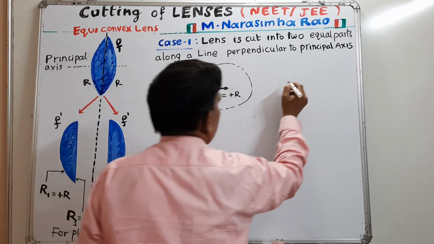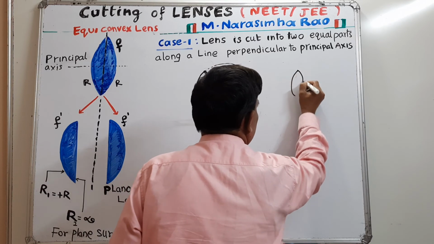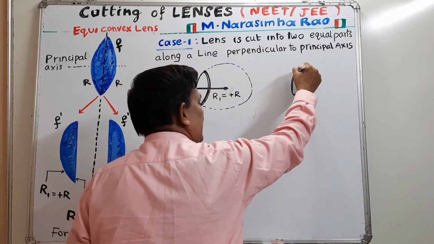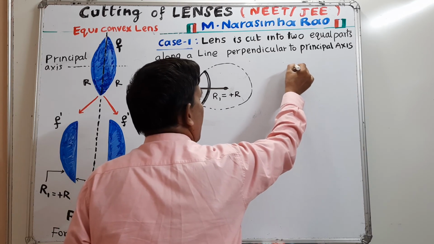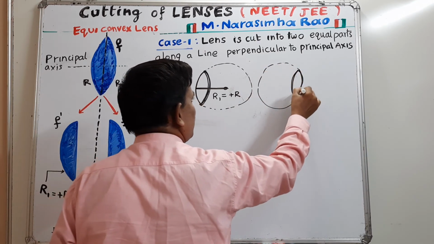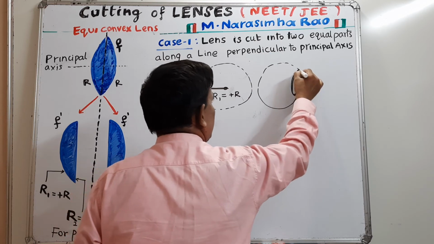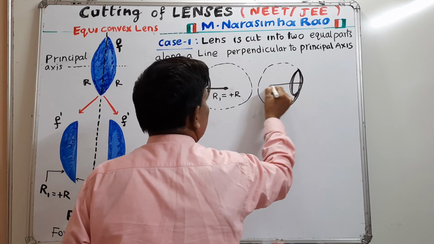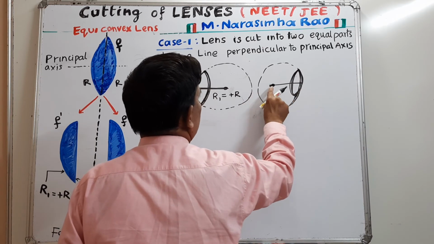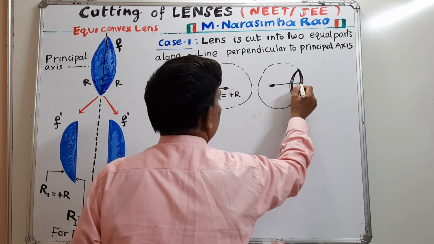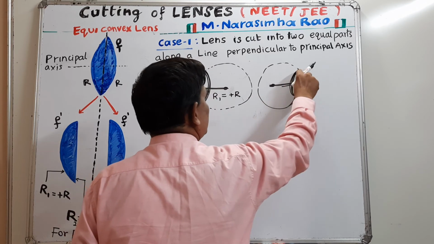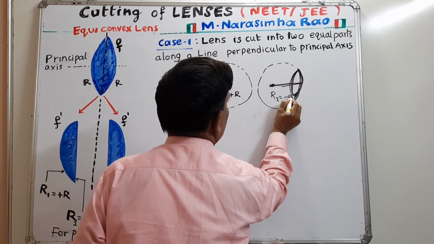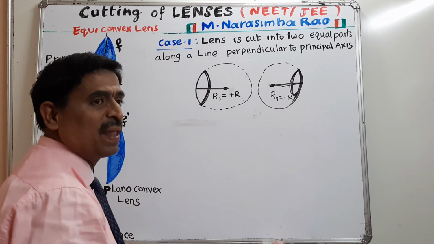For the same convex lens, for the second surface, I am completing one sphere. Now this is the center of curvature. This is the radius of curvature of the second surface. This radius of curvature is equal to minus R.